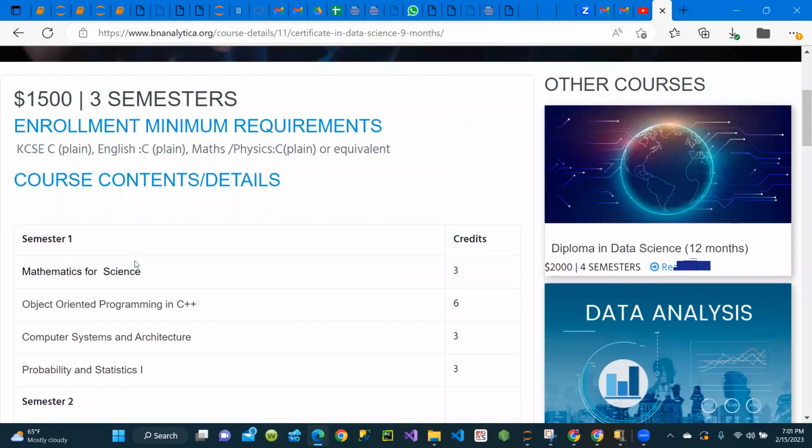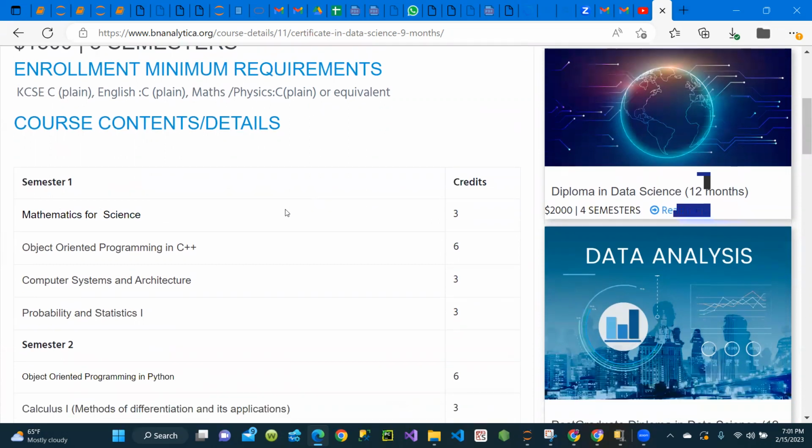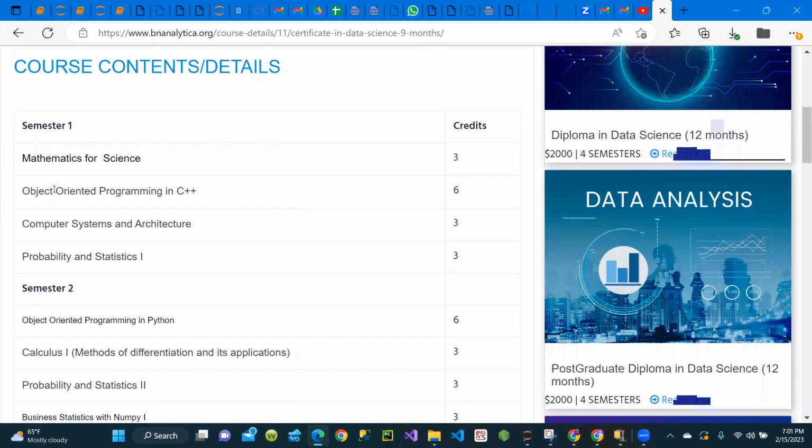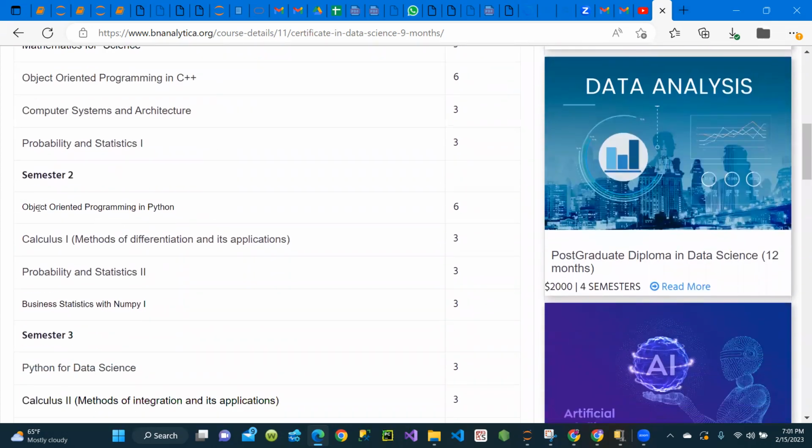Look at the sequence. This one we are taking people with O-level certificate. You get my point? Those that have not gone to the university. So look at the sequence. For programming, they first do object-oriented programming in C++, because that's where we have data structures. Then they do object-oriented programming in Python. This is what you have done. This is where you are. This one is a tick. So the only thing you need to do is just the certification. Then after doing this, that's the second semester.